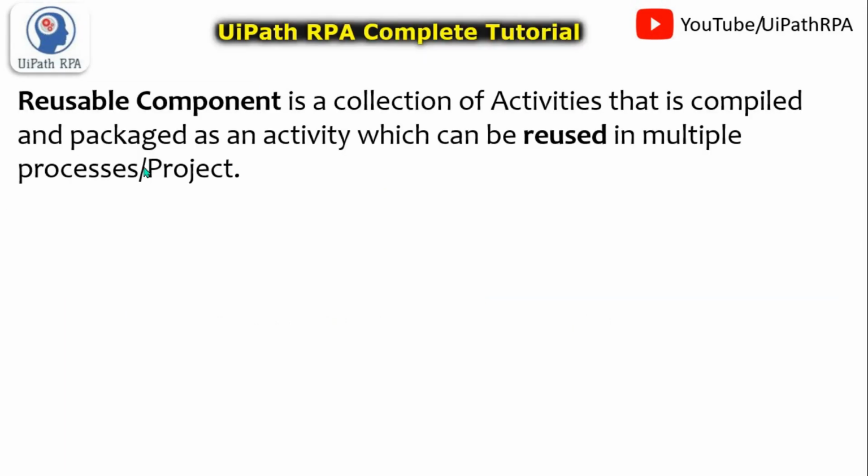A reusable component is a collection of activities that is compiled and packaged as an activity which can be reused in multiple processes and projects. So what is this reusable component? Here you can see it's a collection of activities. Let's say we have created a sequence and it has a collection of activities, and we can combine all these activities and make one activity, and then we can reuse that activity in our projects. That is called a reusable component.